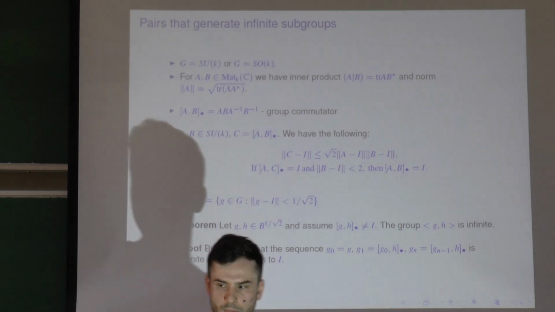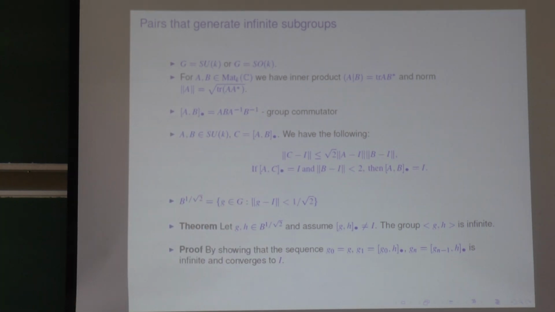And the square root of 2 is essential. If you take a bigger ball, then it won't work. For smaller it's okay. You want to have it as big as possible. One single question concerning notation: GH here is a group generated by two elements. Yes, these brackets denote the group generated by two elements.